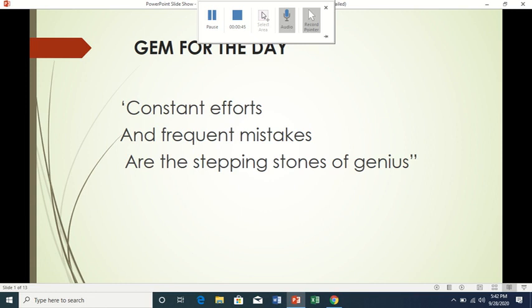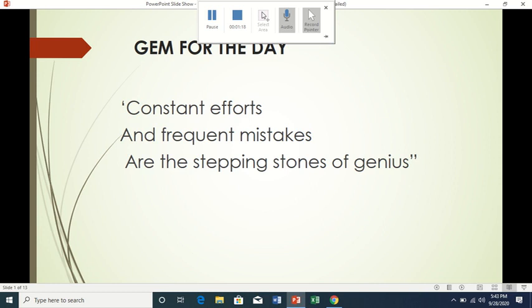As usual, we begin with a gem, which goes like: constant efforts and frequent mistakes are the stepping stones of genius. Constant efforts, one might say tenacity of purpose, and frequent mistakes are the stepping stones of genius.